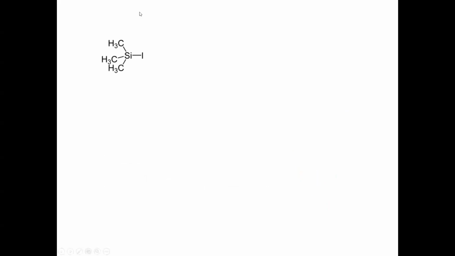The next reagent that we are going to study is trimethyl silyl iodide. Generally, we can call that TMS, trimethyl silyl iodide. Sometimes it is also called TMSI. It's a very useful compound which has a lot of applications. This is the compound structure of trimethyl silyl iodide. Now we are going to study trimethyl silyl halides in general.